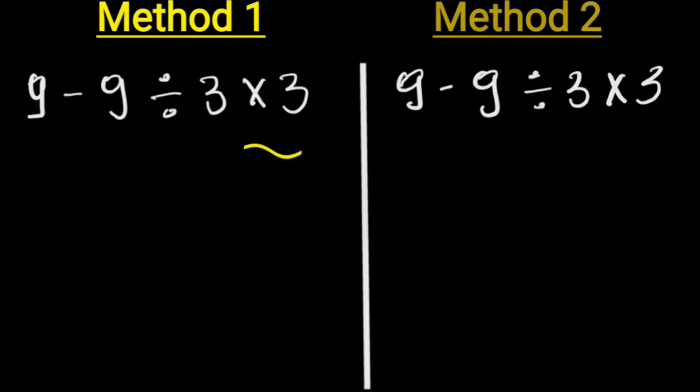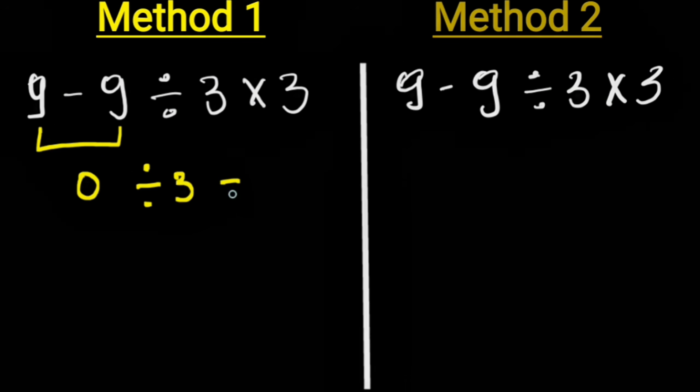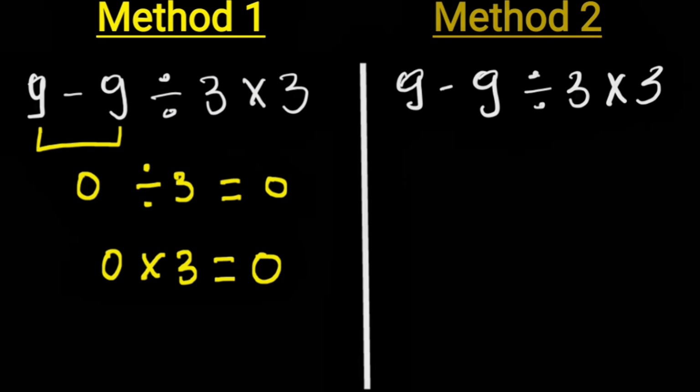The first group of people I want to talk about walks away with the answer 0. They look at the expression and just move left to right without any hesitation. They start with 9 minus 9, which gives them 0. Then they take 0 divided by 3, which is still 0. Finally, they multiply 0 by 3 and confidently declare that the answer is 0.